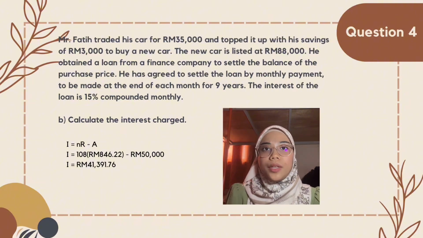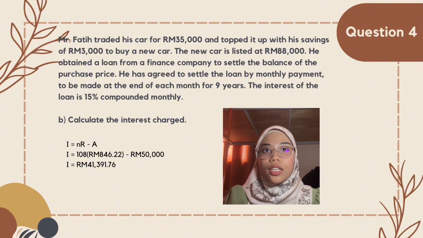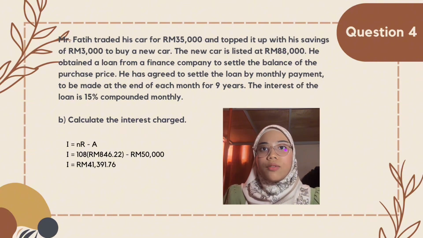Question 4. B. Calculate the interest charge. The formula is I equals NR minus A. I equals 108 times 846 ringgit 22 sen minus 50,000 ringgit. I equals 41,391 ringgit 76 sen.